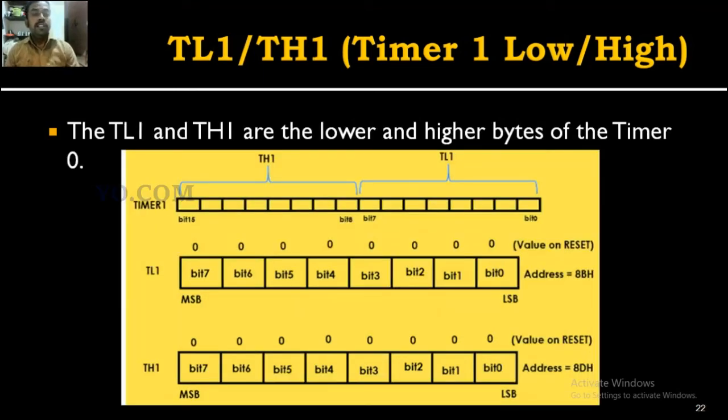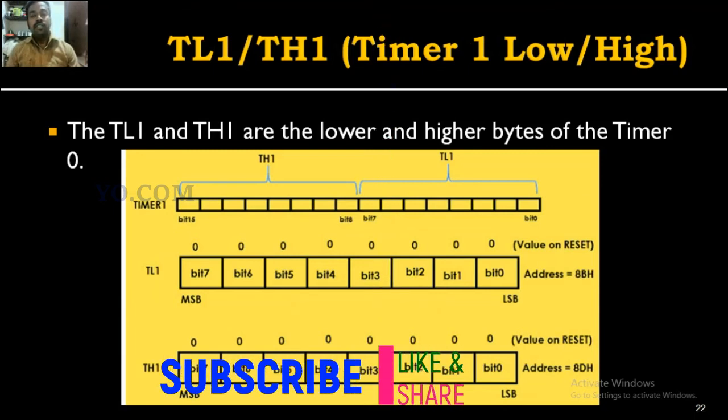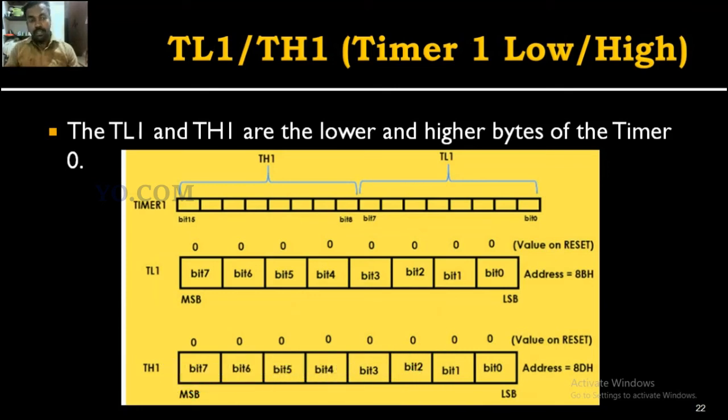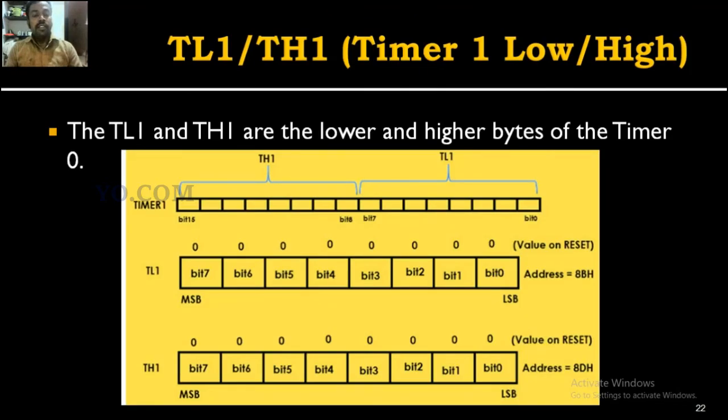Similarly, TL1 and TH1 are the timer registers for timer 1. TL1 and TH1 are the lower and higher bytes of timer 1. Actually, it's not timer 0, it is timer 1. So these are the different special function registers used in the 8051 microcontroller.